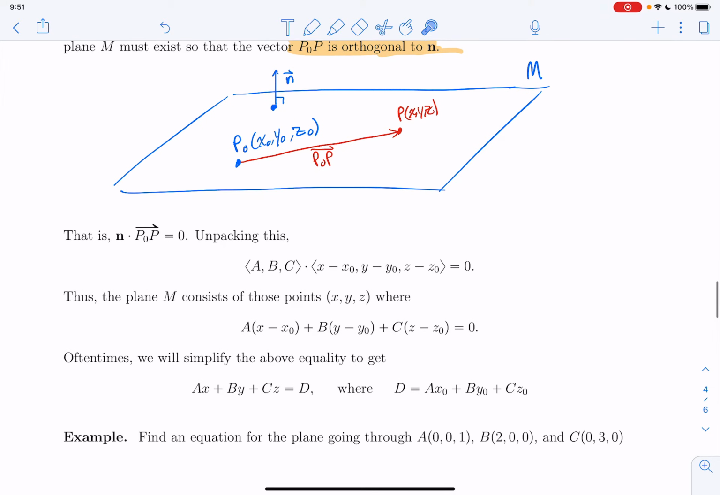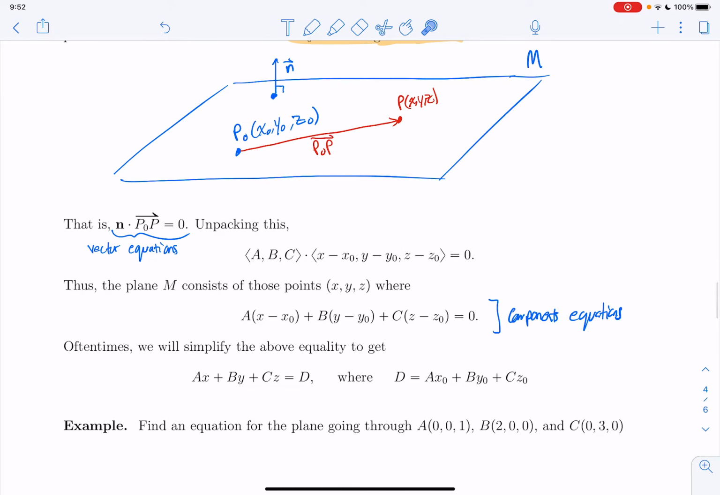Oftentimes people will say that you can give a plane in a variety of different ways. For example, this form is sometimes called the vector equation because it's made up of vectors. This form is sometimes called the component equations. These serve as your vector and, say, parametric type equation differences for lines.